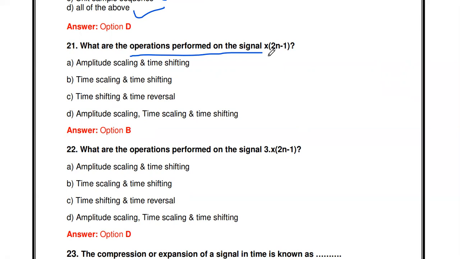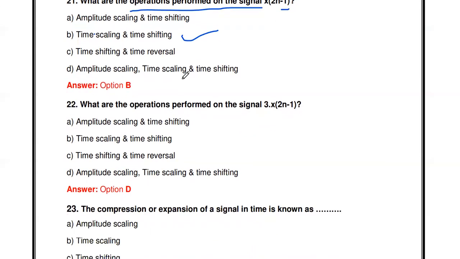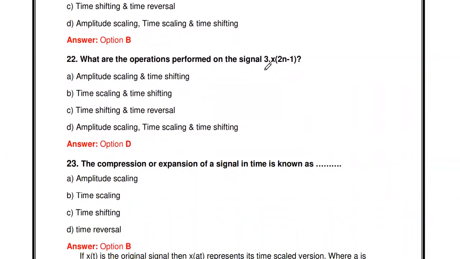So here, what are all the operations performed on the signal? First, you see 2 multiplied with the time n. A scalar value multiplied with n means that process is called time scaling. Then the next one, the time is delayed by minus 1. Minus 1 means it is a delayed version, so it is time shifting. So the operations performed on x of 2n minus 1 are time scaling and time shifting. This is correct.